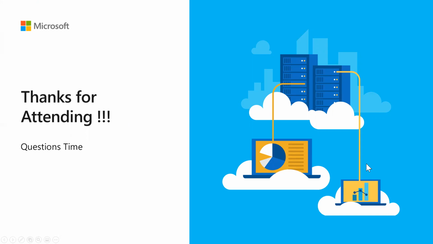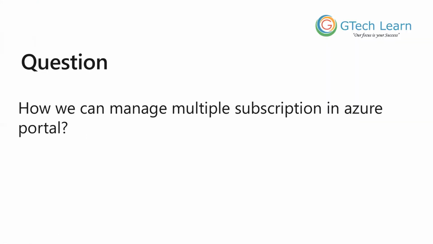So now we go to our first question, which is how we can manage multiple subscriptions in Azure portal. I have already told you when we were discussing management groups: if you have multiple subscriptions, you can create a management group and put all those subscriptions in a single management group. Now if you want to apply access policy, conditional policy, security policy or compliance policy, you can create that policy at a management group level. It will be applicable to all the subscriptions under that level. So next question.